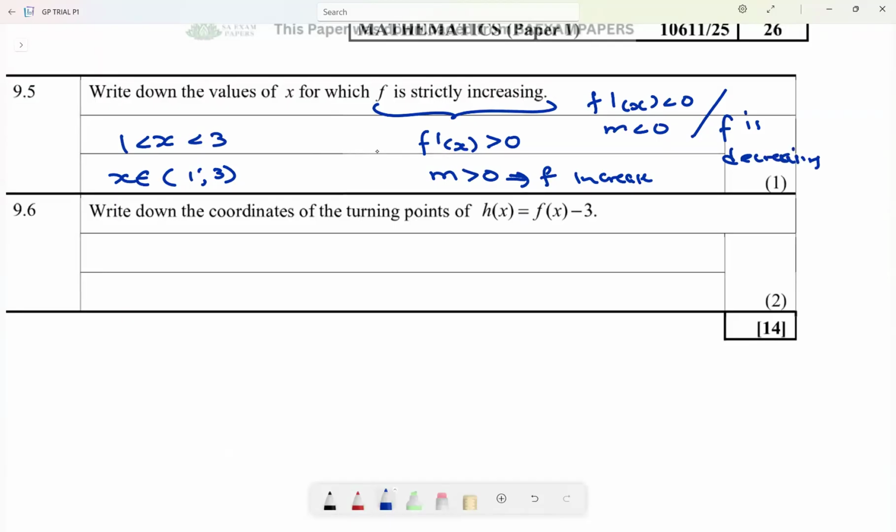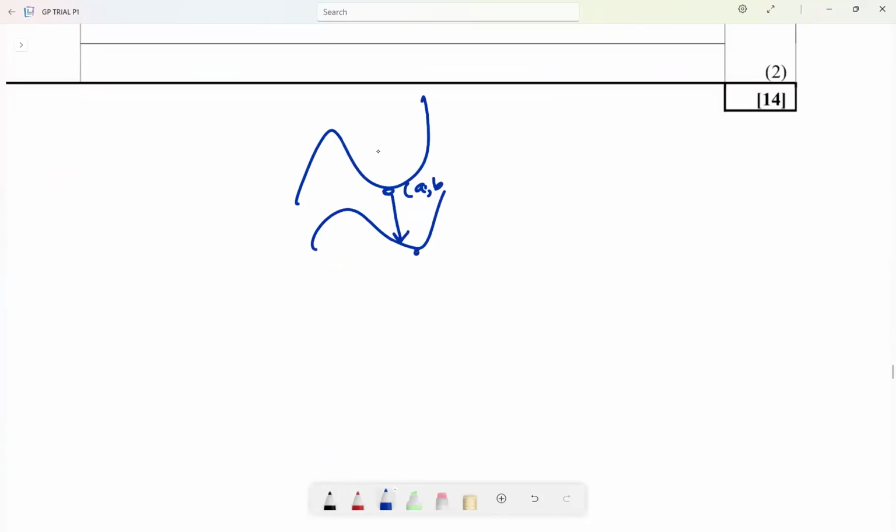Write down the coordinates of the turning point of h of x equal to f of x minus 3. So what we see here is that our graph is shifted 3 units downwards. So if my graph of f is shifted 3 units downwards, the coordinate that is going to change is the y coordinate, because the x is not shifted. If I have my graph like this and it is shifted downwards, it's going to shift like this. So the coordinates here, let's say the coordinate is (a, b). The coordinate will now be what?